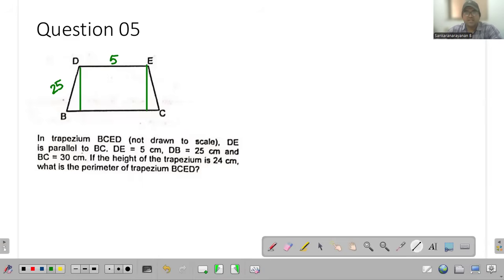So I'm just putting it like this. Okay, so I'm just dropping two perpendiculars from D to BC, also from E to BC like this. Let me say that they meet at these respective points P and Q, as you can see. So I can thus see that BP plus PQ plus QC will be equal to BC, which is equal to 30 centimeters. That is what is given in the question.